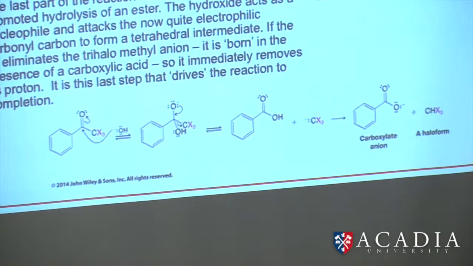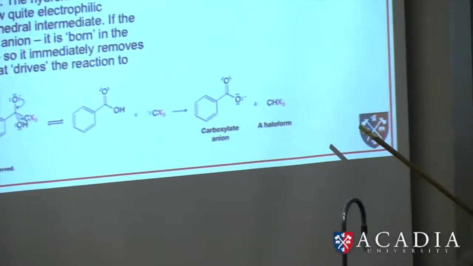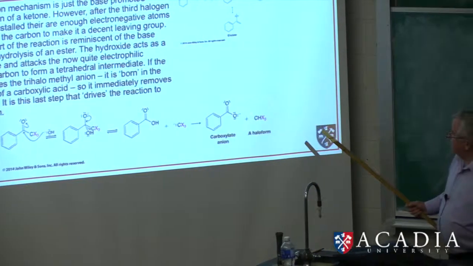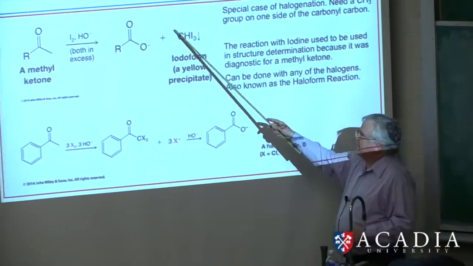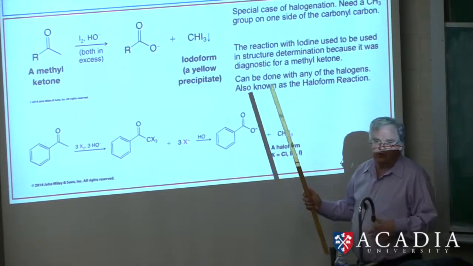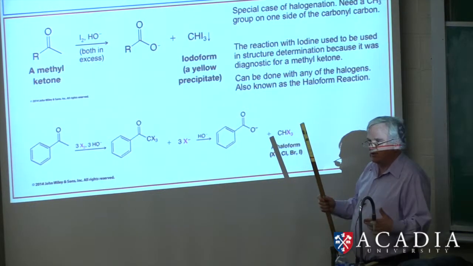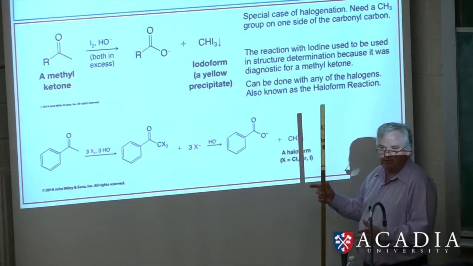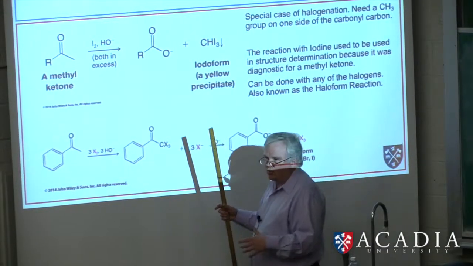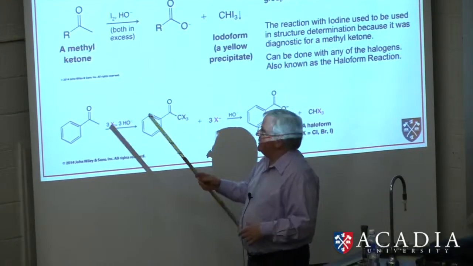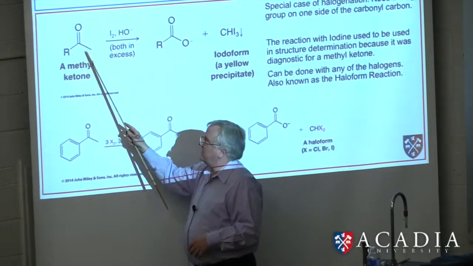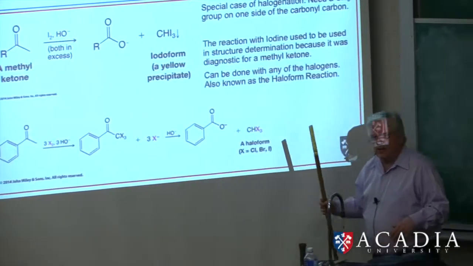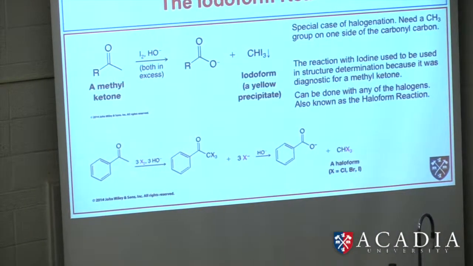As it turns out, if we're using iodine, this comes out as a yellow precipitate. This used to be used diagnostically for structure determination before the advancements of the modern spectroscopic instruments that we have now. Structure determination was often done chemically, and we would look to see if we had a methyl ketone by doing this reaction and looking for a yellow precipitate. That was indicative that we had a methyl ketone. It's called the iodoform reaction.